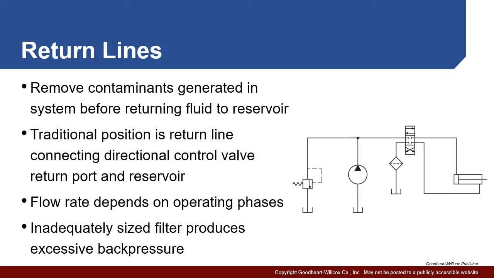By far the most common place to put a filter is on the return line. If you take a look here at our circuit, we come from the pump through our valves, in this case to a linear actuator, and on the return line going back to the reservoir is our filter. This is usually connected directly to our directional control valve, between that and the reservoir itself. Obviously, the rate of fluid is going to depend on what's going on in your system, but keep in mind all the fluid that's going through the circuit will eventually have to go back through this filter. This does have other issues with back pressure.